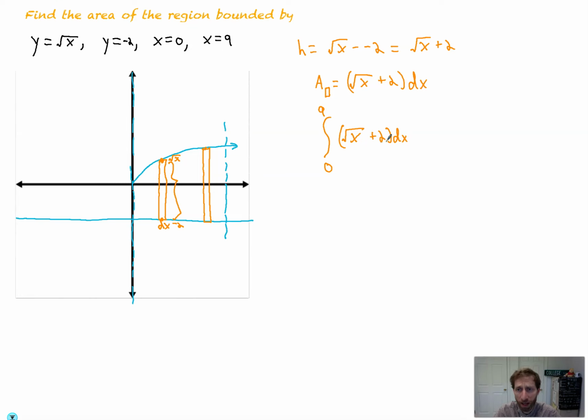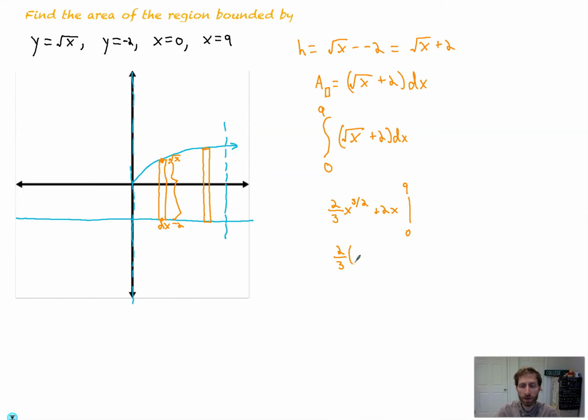Okay, so you got root x plus 2, and what do we do with that? We integrate it. So the integral of root x is going to be 2/3 x to the 3/2, and if you're like, how did he get that integral? Go back to my integration videos to check that out. Plus 2x, integrated from 0 to 9. This is all old school now. We use the fundamental theorem, plug in 9.